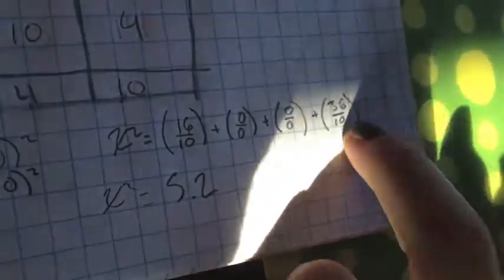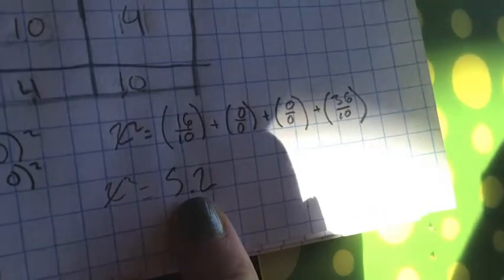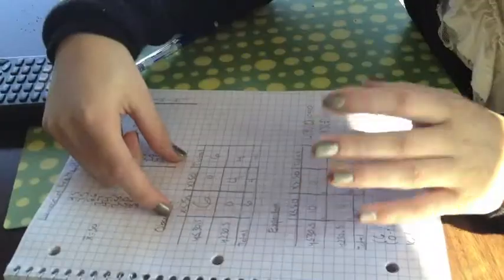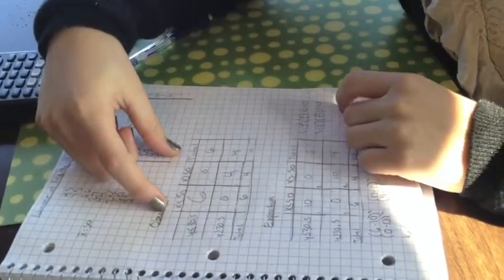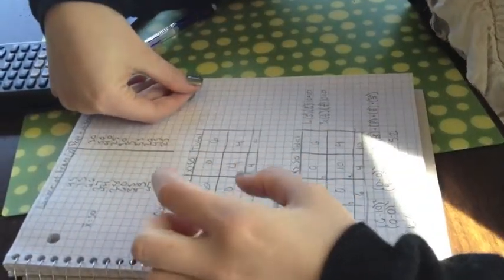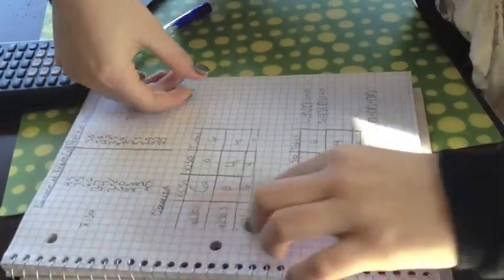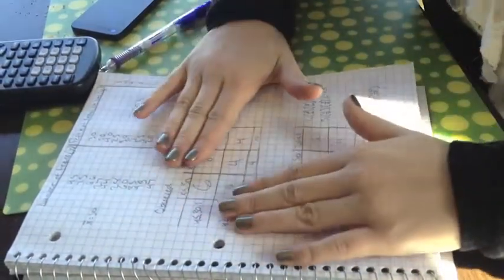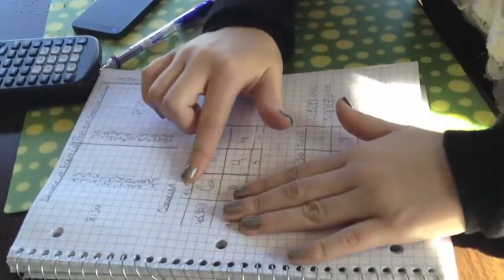To find the chi-squared value, I added all these numbers up together, and I got 5.2, which is our chi-squared value. Degrees of freedom is calculated by number of columns minus 1 times number of rows minus 1. So if we just take one out from each and then multiply 1 by 1, we have 1 degree of freedom.